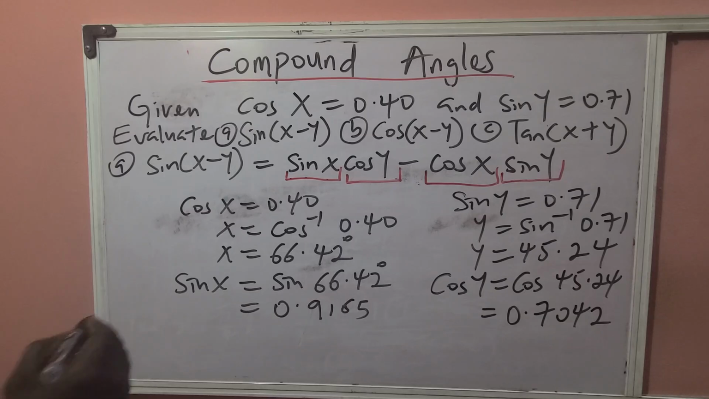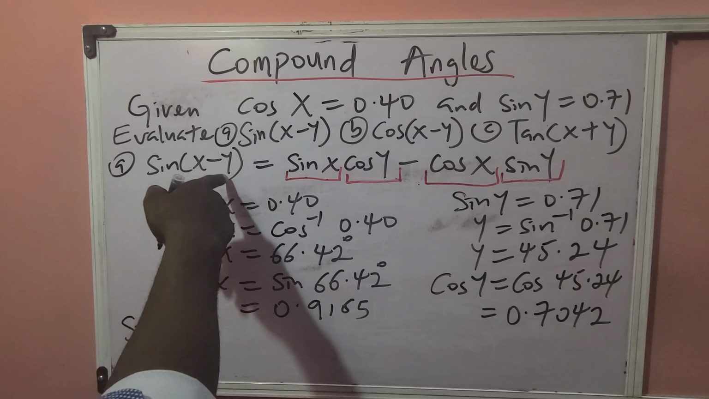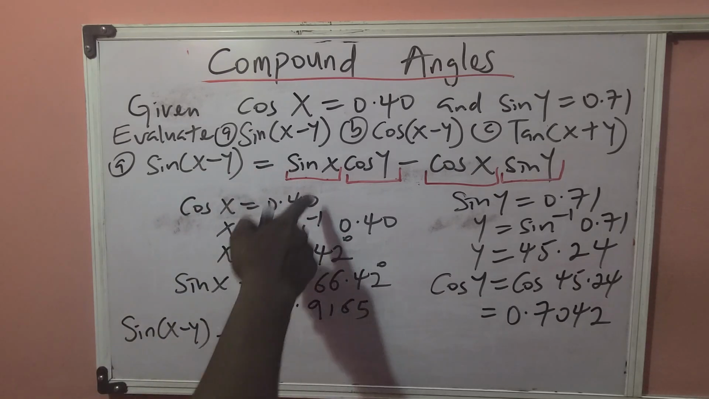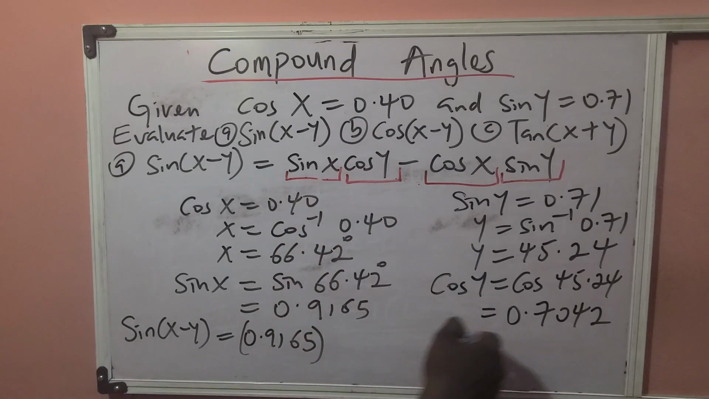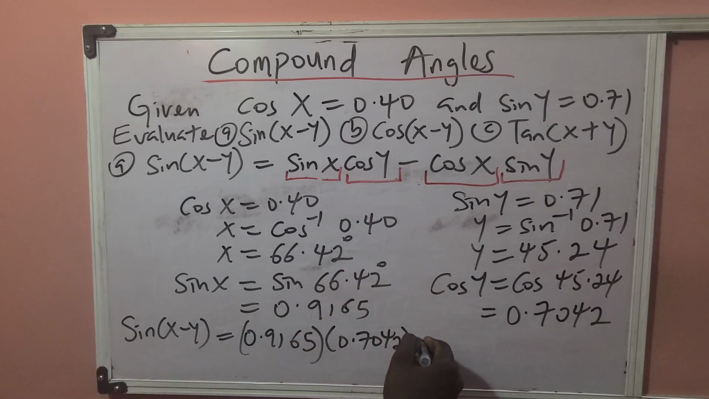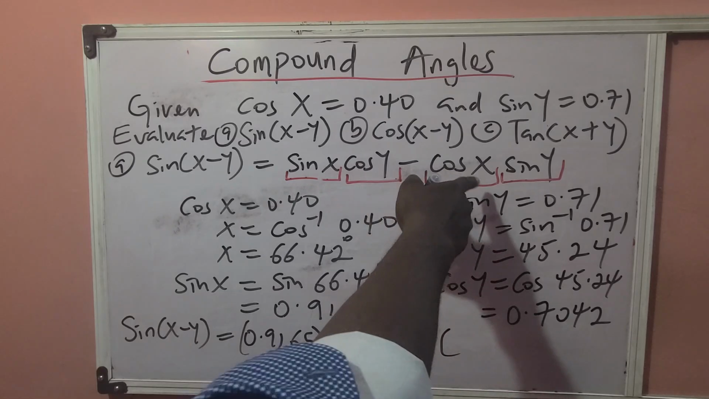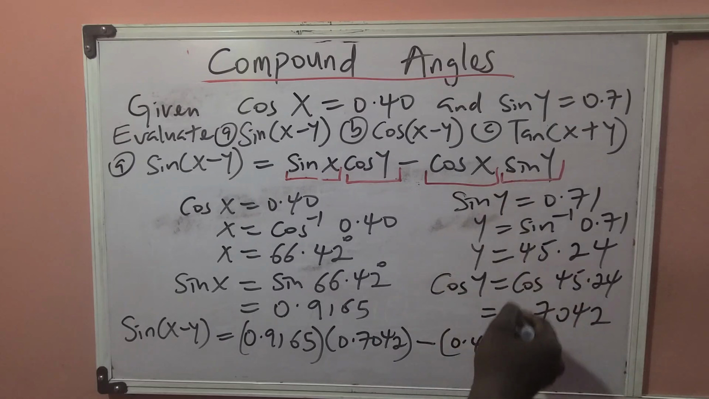So sine x minus y in this particular case will be equal to the sine x value, which is 0.9165, multiplied by cos y, which is what we have here, 0.7042, then minus cos x, which was given already, 0.40, and then sine y given as 0.71.